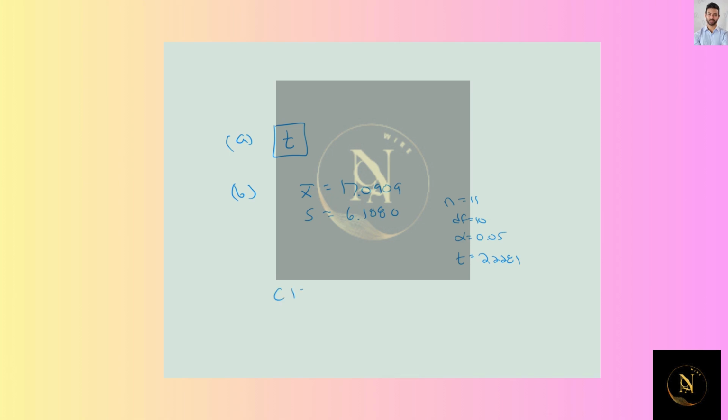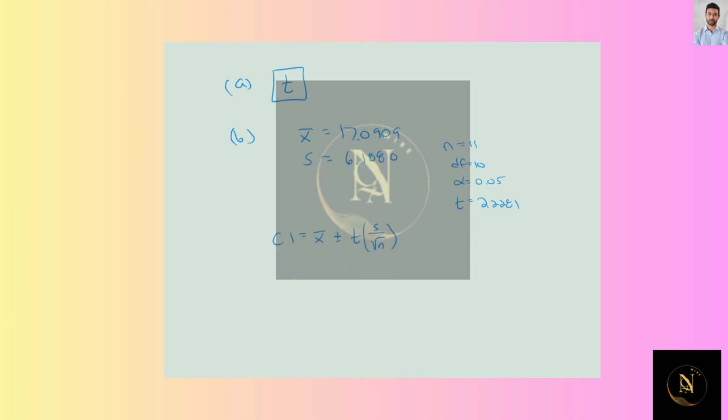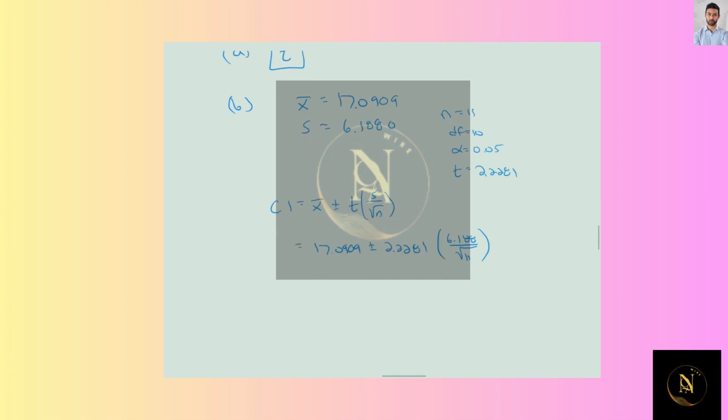Our confidence interval formula is going to be the sample mean plus and minus the margin of error, which is the critical t times the standard deviation over the square root of the sample size. And so the lower boundary would be found by subtracting, but we've got our mean, which is 17.0909 plus or minus 2.2281 times 6.1880 over the square root of 11.